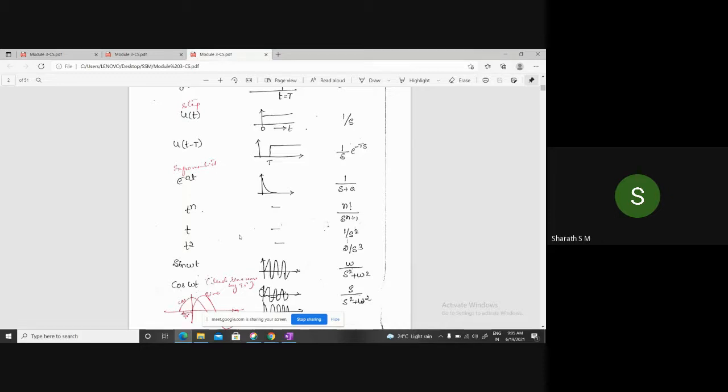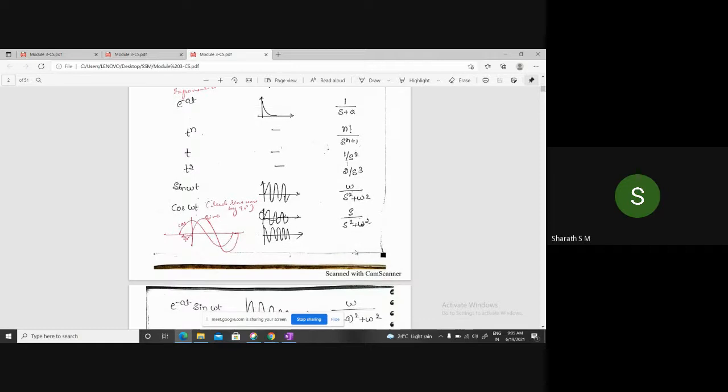For t, it is 1 over s square. For t square, it is 2 by s cube. In the same way, for sine and cos waves: for sine, it is omega divided by s square plus omega square, and for cos, it is s divided by s square plus omega square. So these are the equivalent Laplace transforms we need to remember to solve the problems in the third module. This is to find out the time responses.